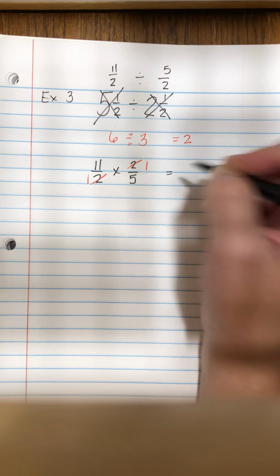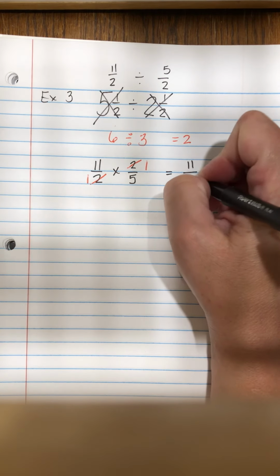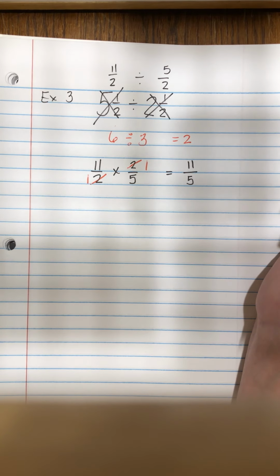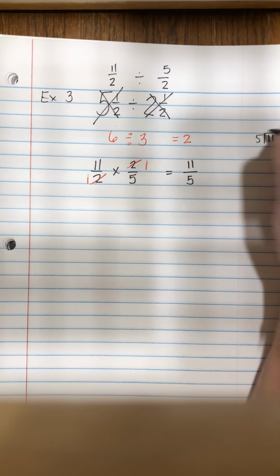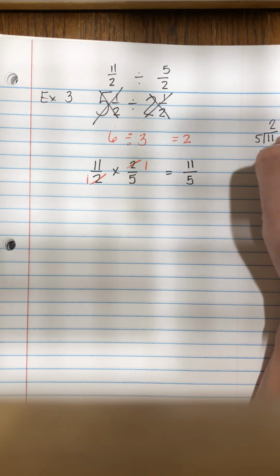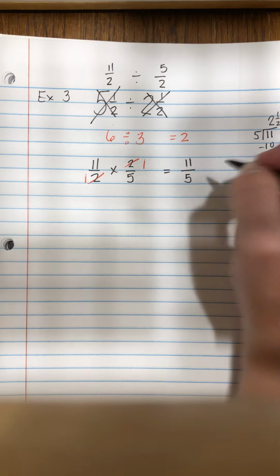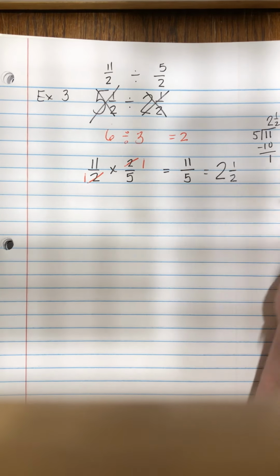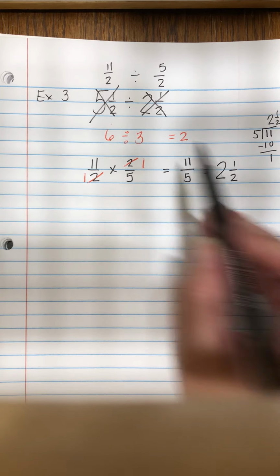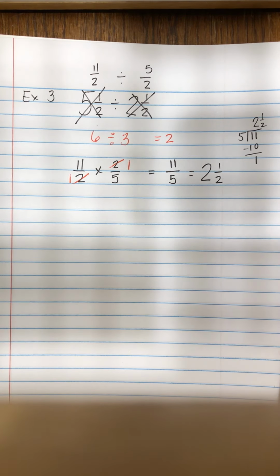Multiply across. 11 times 1 is 11. 1 times 5 is 5. Again, I have to do that little long division problem over here. 5 goes into 11 twice. Subtract 10. You get 1/2 as your remainder. So 11/5 is 2.5. Again, comparing to my estimate of 2, I'm pretty close, so I know I'm okay.